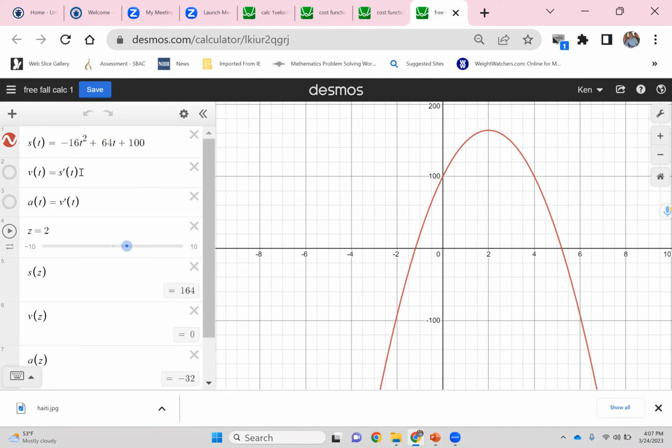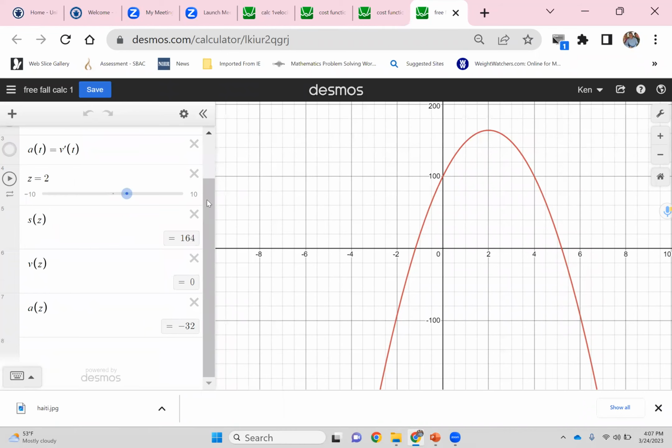So here's our initial position function. Here's the velocity function, which is the derivative of position. Here's the acceleration function, which is the derivative of velocity. Z represents these values at the time. So at 2 seconds, the position is 164. The velocity is 0 because it's at its peak. And the acceleration is negative 32 feet per second.